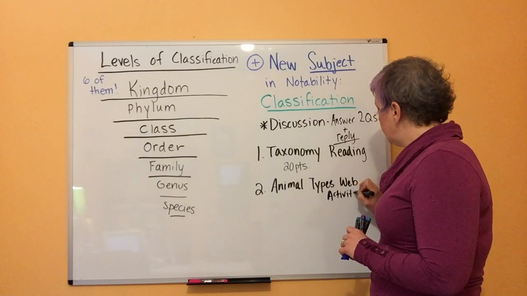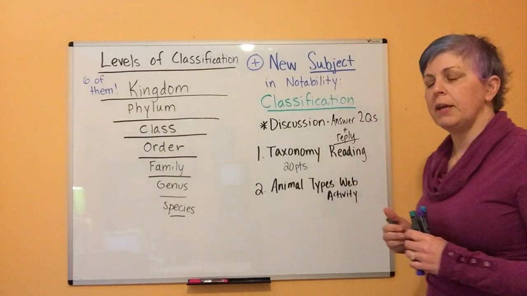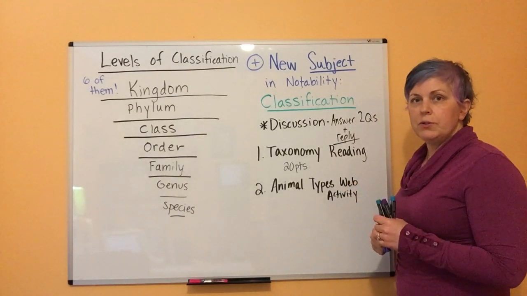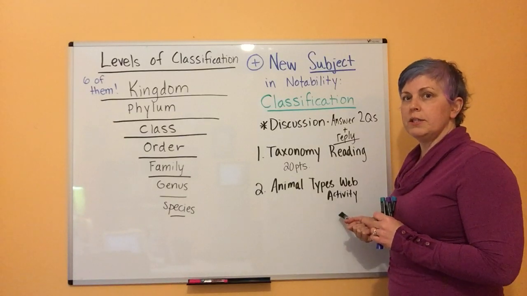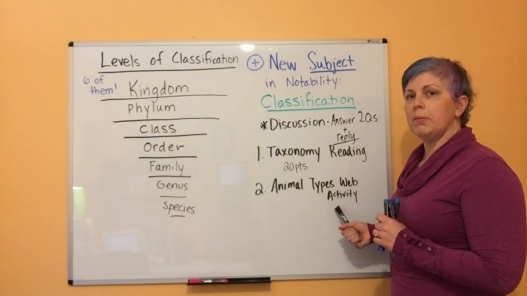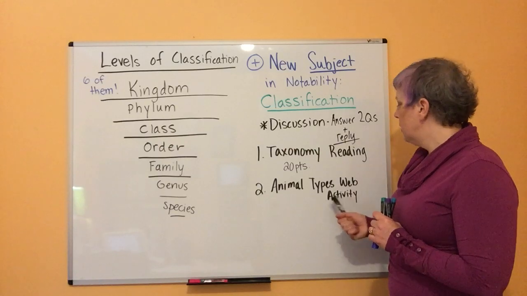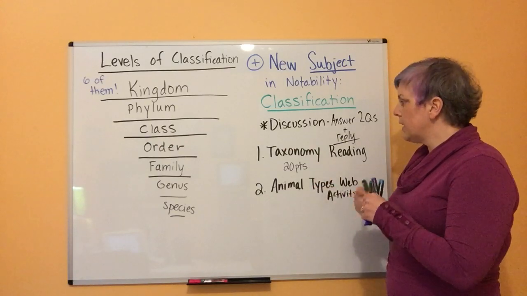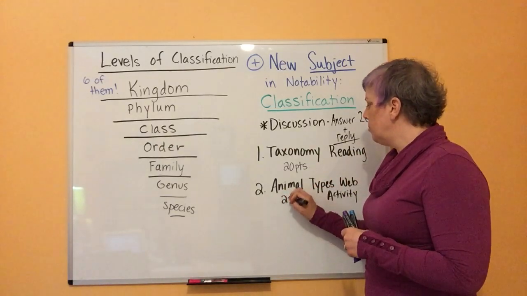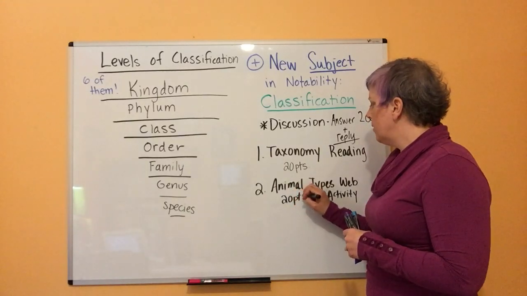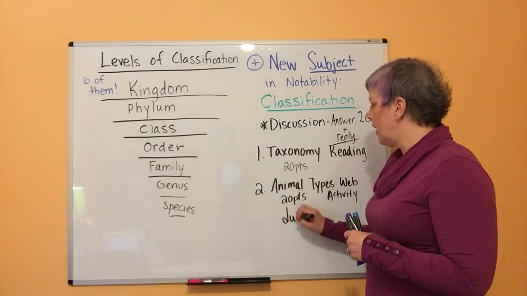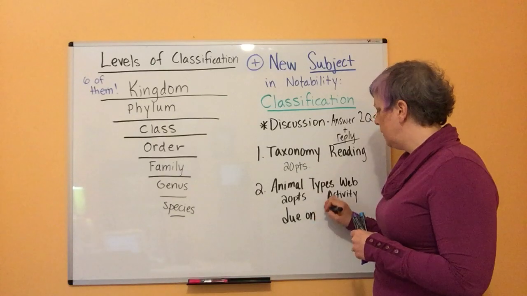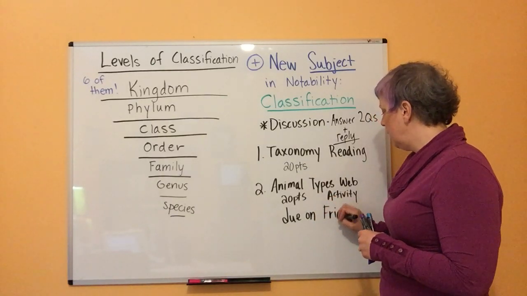This is where you're going to do a virtual tour of some animals at the San Diego Zoo. You're going to pick ones that you're interested in, read about them, and answer some questions about them. Both of these assignments are worth 20 points, and they're both going to be due on Friday of this week for everyone.